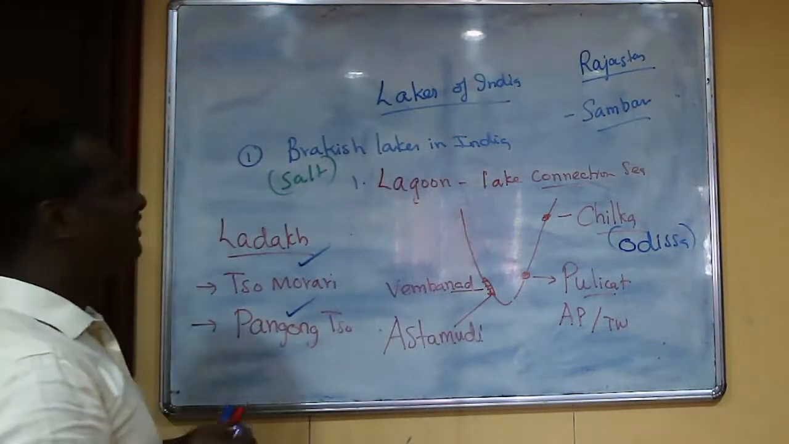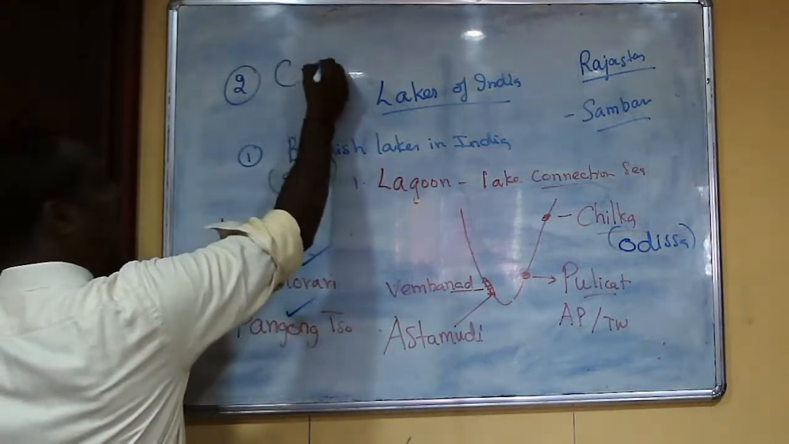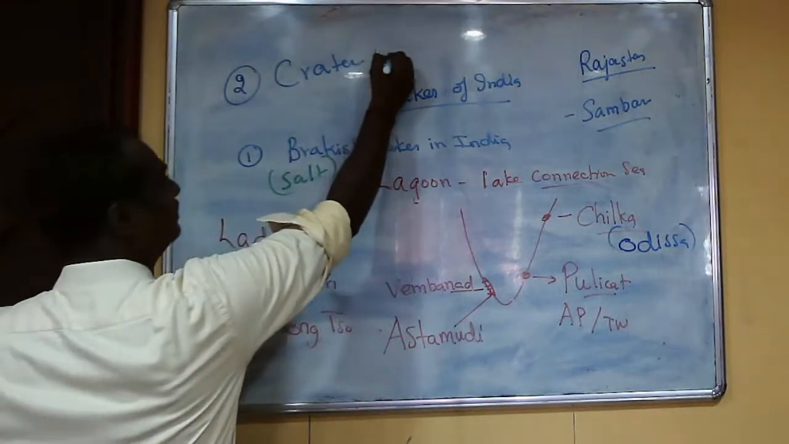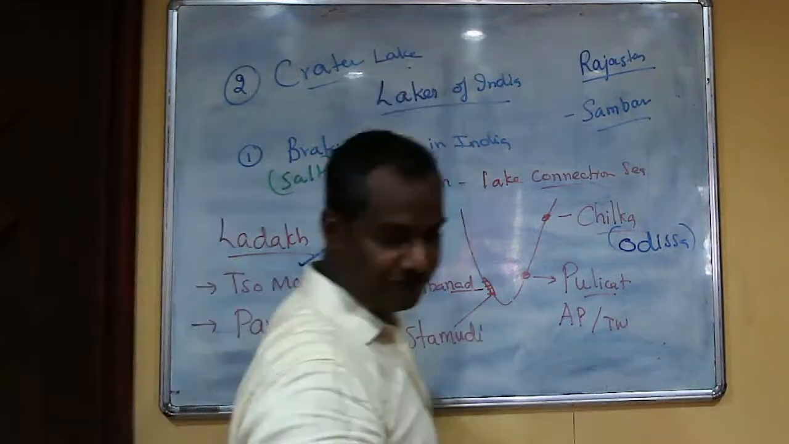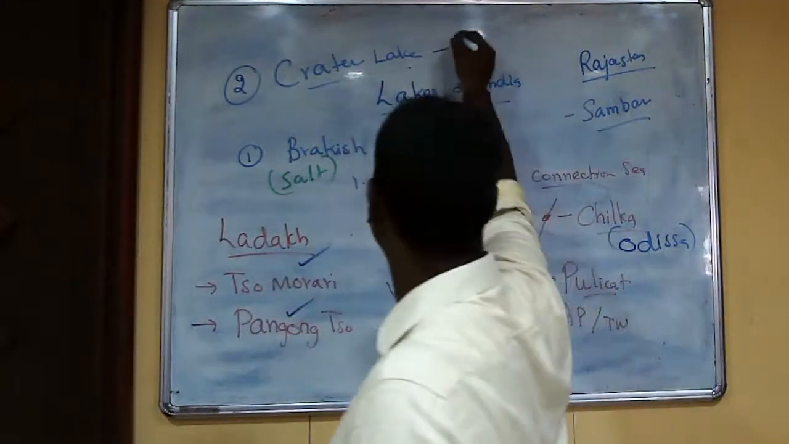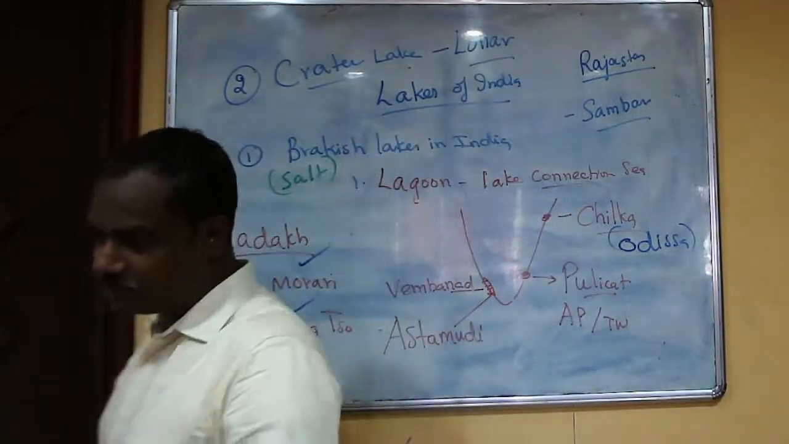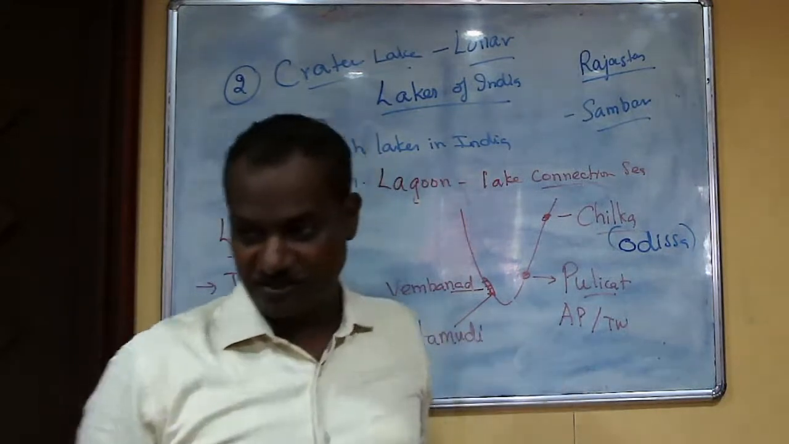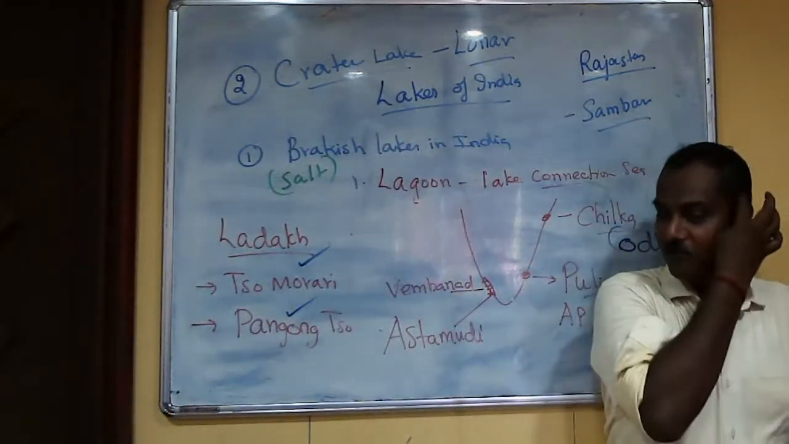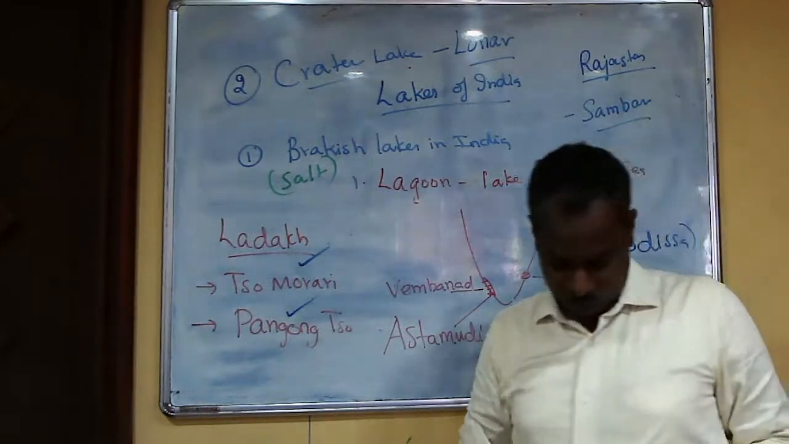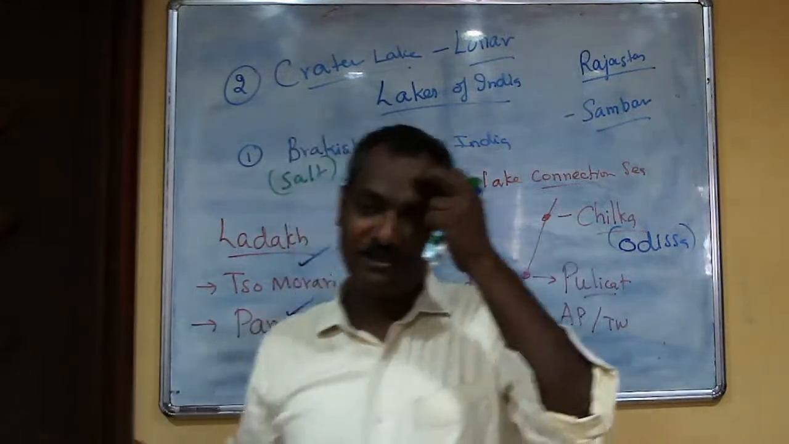Then there's a question I recently saw in an exam: what is an example of a crater lake? The answer is Lonar Lake, L-O-N-A-R. Crater means depression. It is basically formed because of a meteor fall, a big huge rock that fell from space.